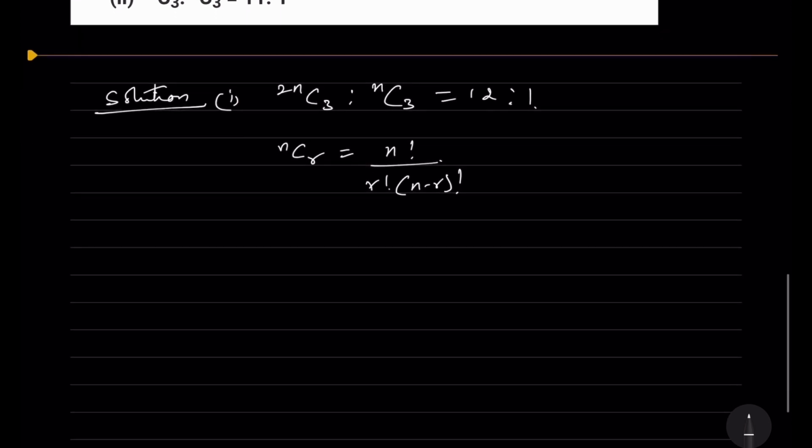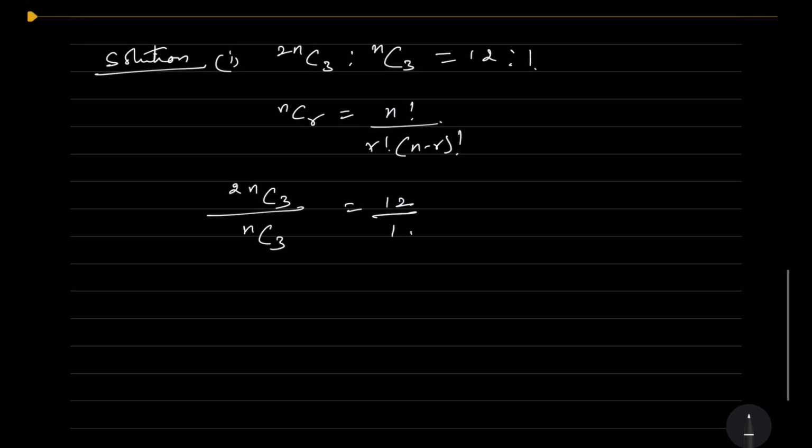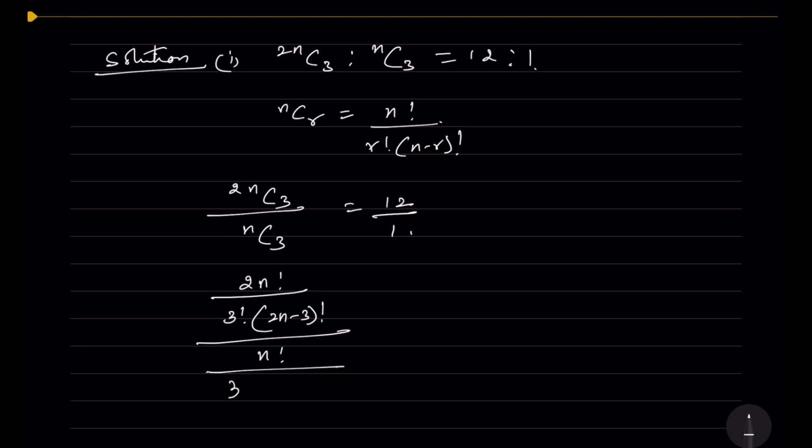Therefore, we have 2nC3 divided by nC3 is equal to 12 by 1. Now we'll use this formula which we have written here. That is nothing but 2n factorial divided by 3 factorial into 2n minus 3 factorial, divided by n factorial by 3 factorial into n minus 3 factorial, which is equal to 12 by 1.